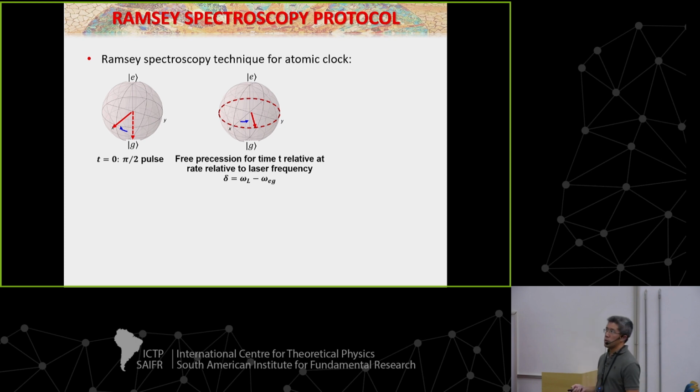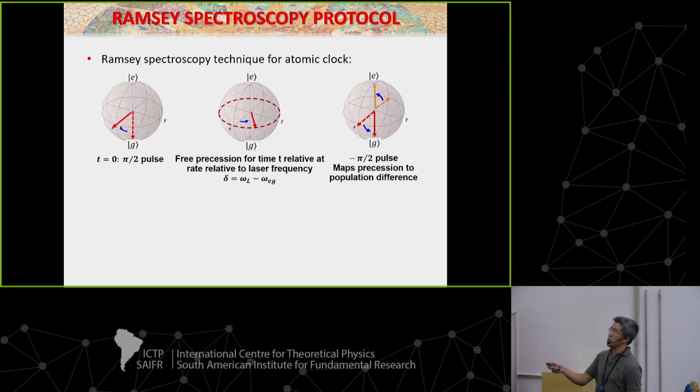This precession, or this coherence on the equator, is not necessarily easy to measure directly. But one way to measure it is at a later time to do another, let's say, minus pi/2 pulse. What that does is map that precession on the equator to a population difference between the ground and excited states. And population in ground and excited states is very easy to measure.